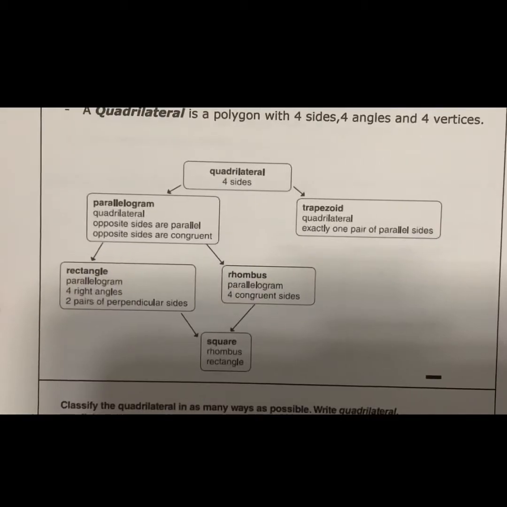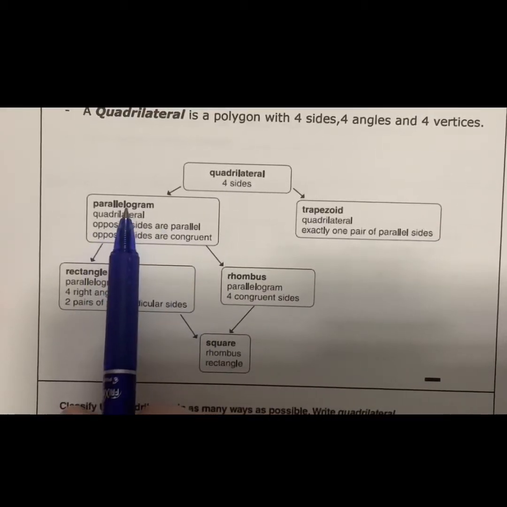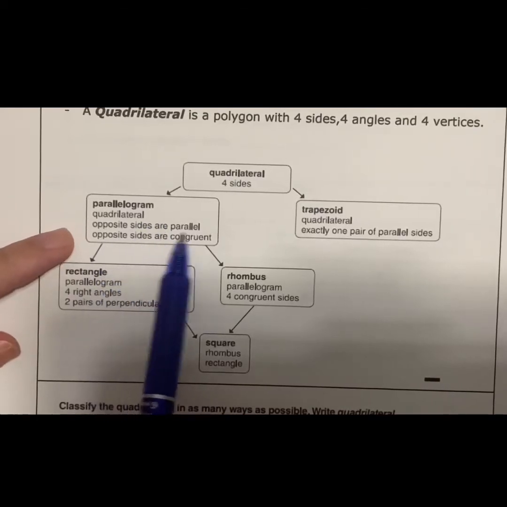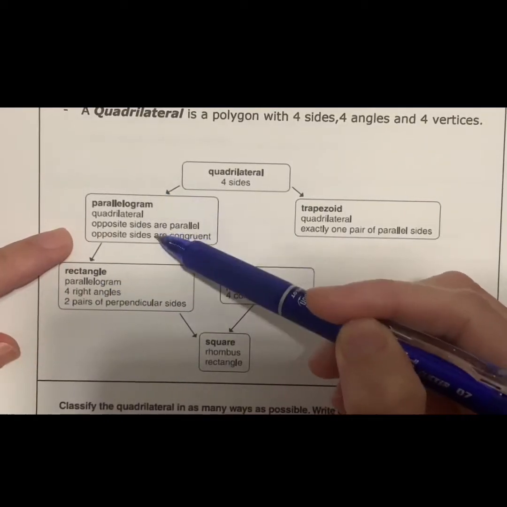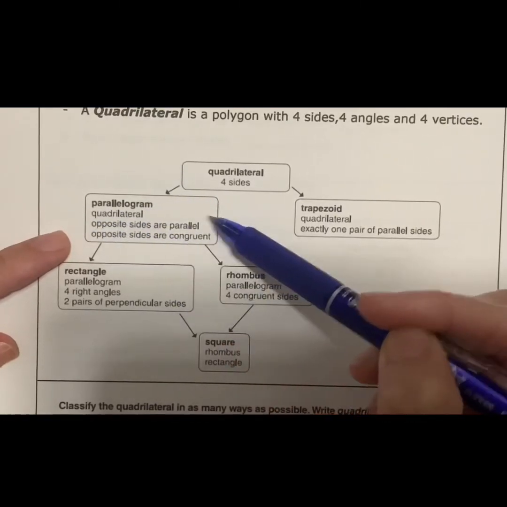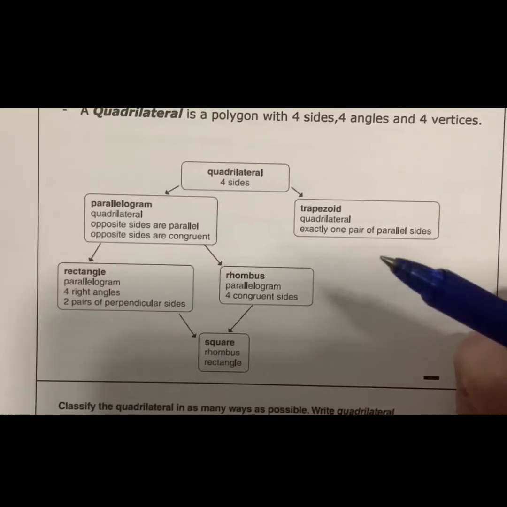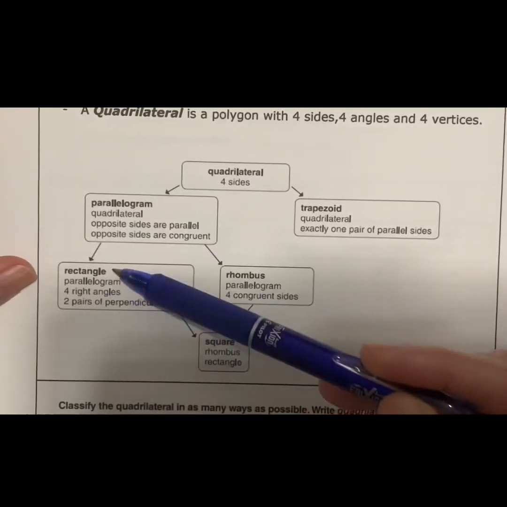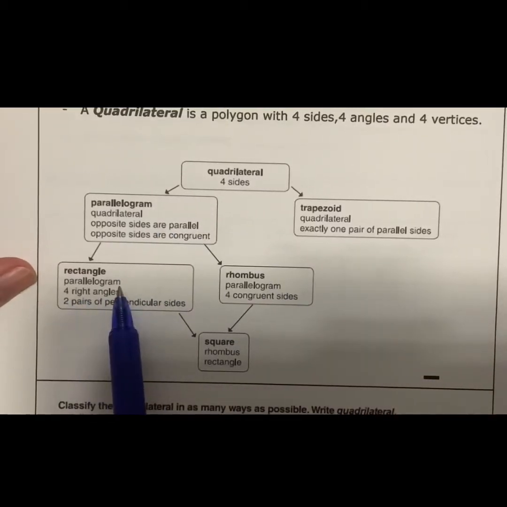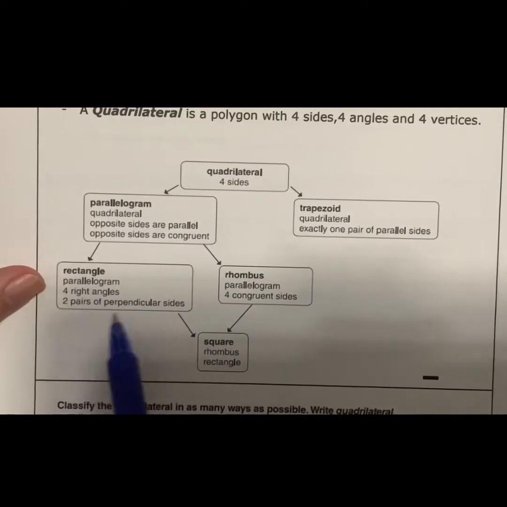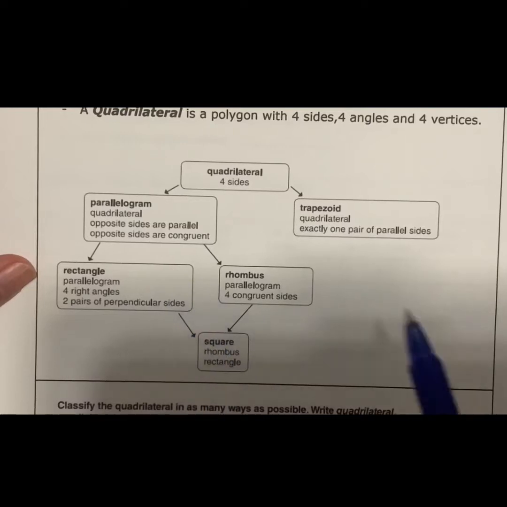So we have the parallelogram. The parallelogram is a quadrilateral that has 4 sides. The opposite sides are parallel, and the opposite sides are also congruent. Then under the parallelogram, we have a rectangle. And a rectangle is a parallelogram, so that means that opposite sides are congruent and parallel, 4 right angles, and 2 pairs of perpendicular sides.